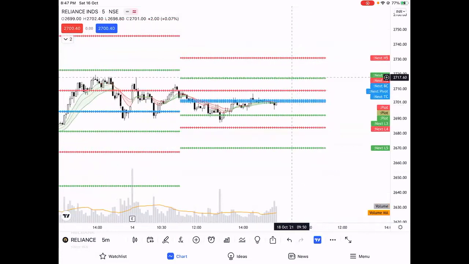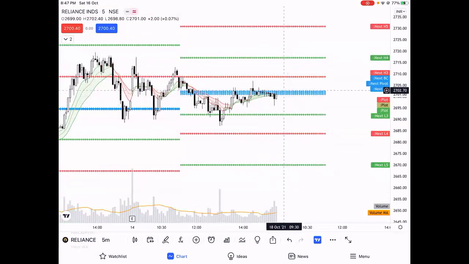So the day might be consolidating, right? It might consolidate if it opens somewhere in between H3 L3, then it will consolidate between H3 L3. But once it takes out H3 or L3, it will go super trending, right? It might even go till L4, L5, L6, right? So the probability for Reliance going into trend is higher.